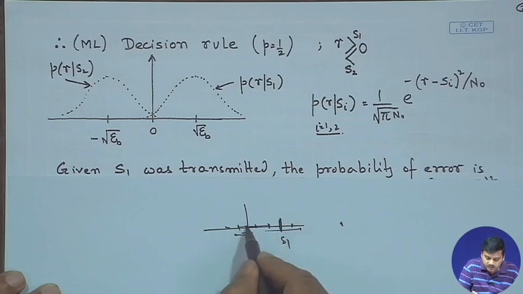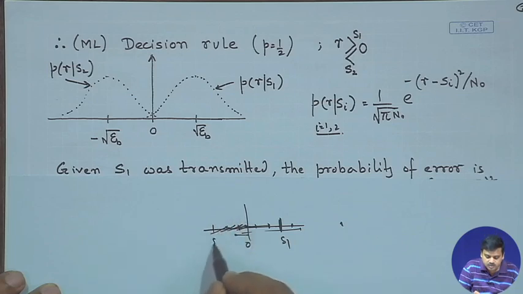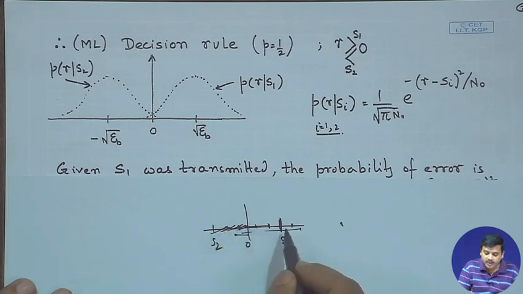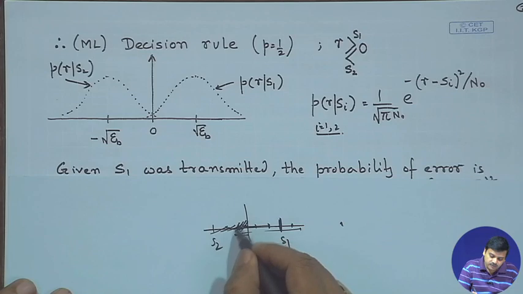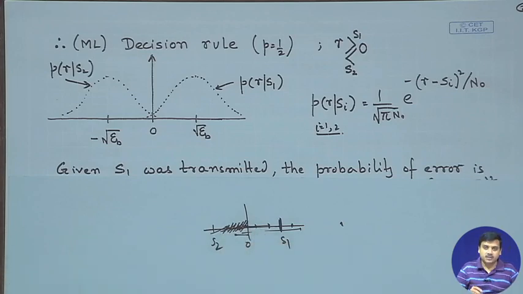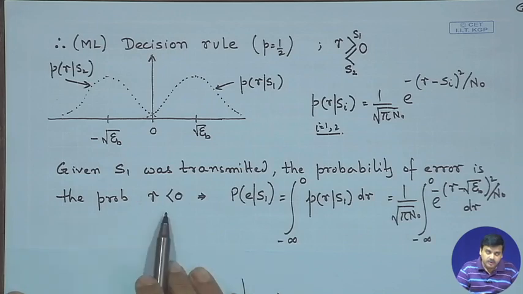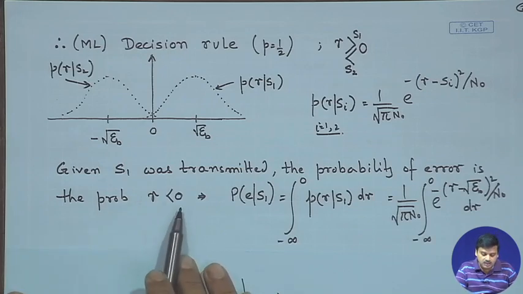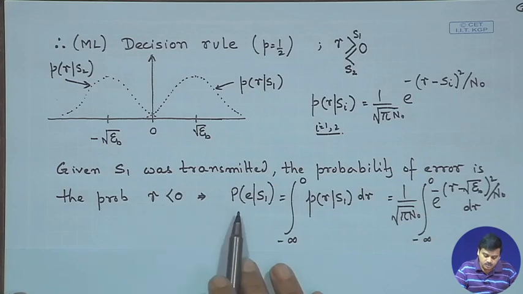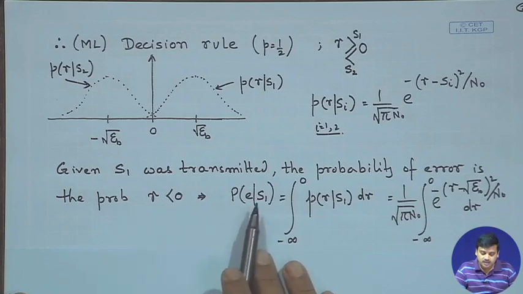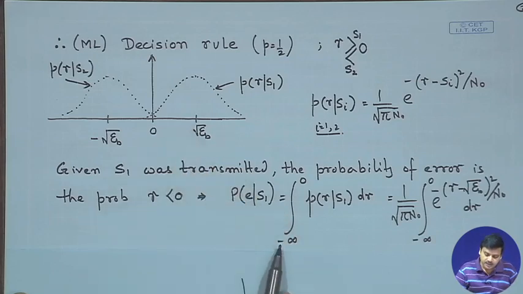Whenever it goes on the negative side, if this is 0, we will identify it as S2. So, identifying it as S2 is an error when I know that S1 has been sent. We are trying to calculate what fraction of time it is in the region of S2. That is, we want to calculate the probability that r is less than 0.